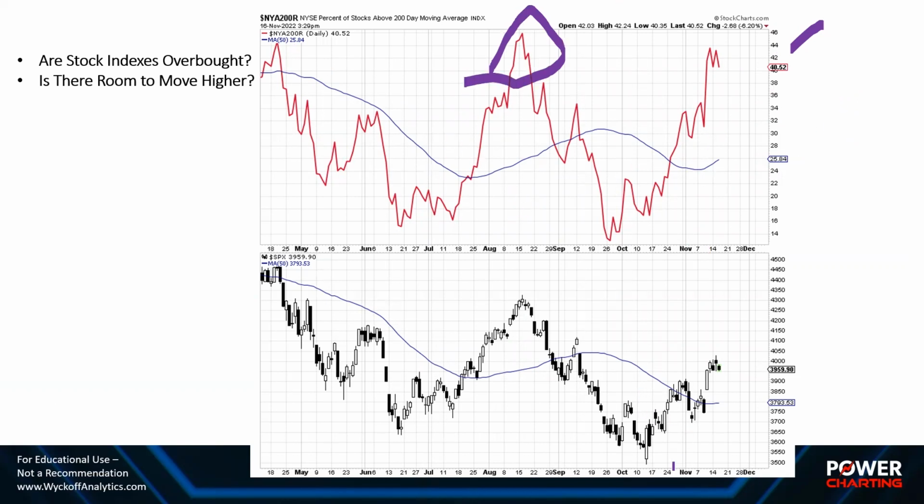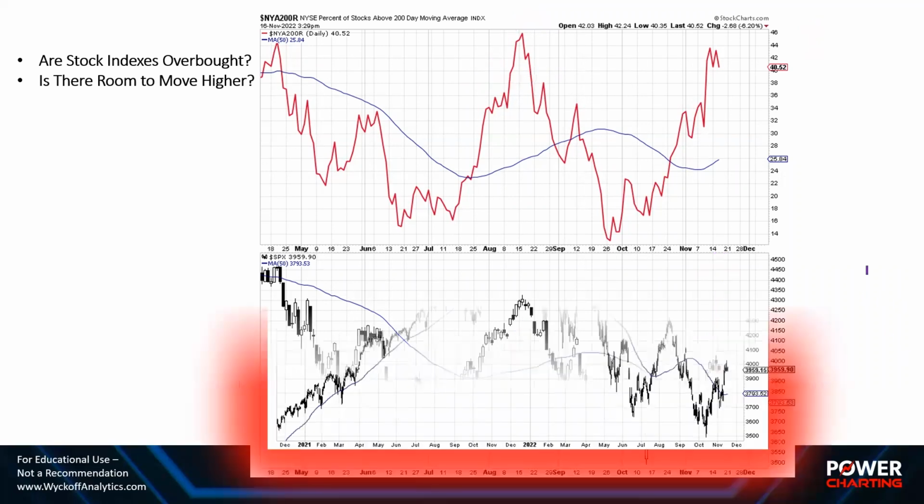So is the market overbought because it's gotten into the area of where the August peak was? Well, notice that this rally is a little bit more mundane than the rally that we had in June, July, August. And so the question becomes, are we having a poor rally? Well, that could very well be.